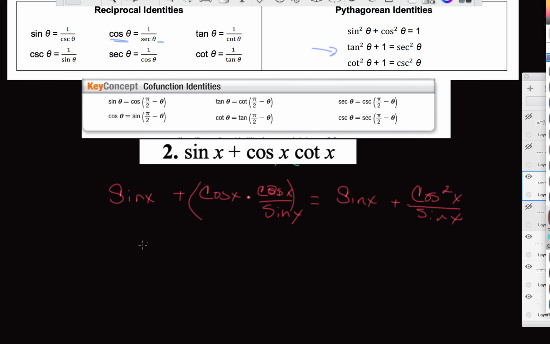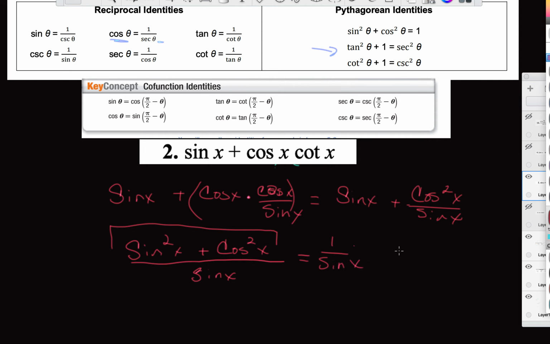So multiply here, I get sine squared x over sine x, because we're going to do the addition, plus cosine squared x. Well, oh, look at that. We did it again. We know what that is. It's up here. We just did this. So that equals 1 over sine x. Hey, it turned out to be the exact same answer as before. 1 over sine x, which is cosecant.